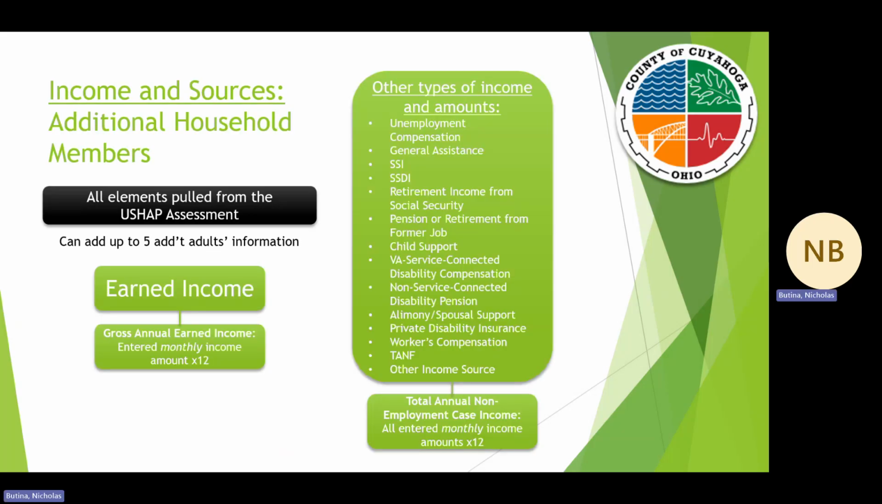If the applicant is part of a household, all individuals in the household who are 18 years or older will need to have their income information recorded as well. The USHAP allows for up to 5 additional adults to be recorded. All of the additional household members' information will come from the USHAP, and the questions are the same as they were for the head of household.